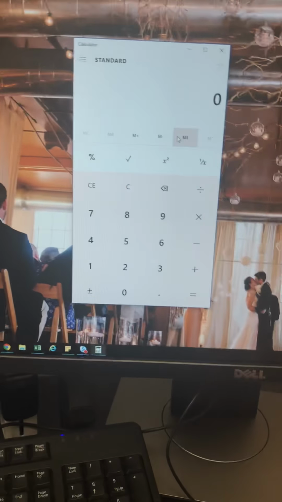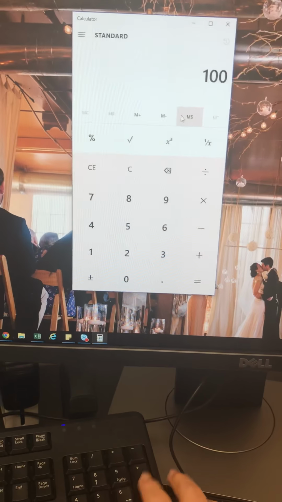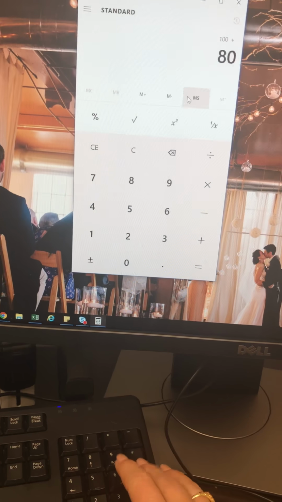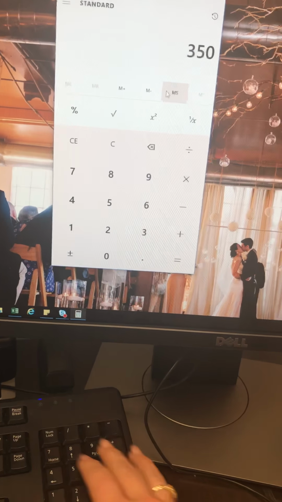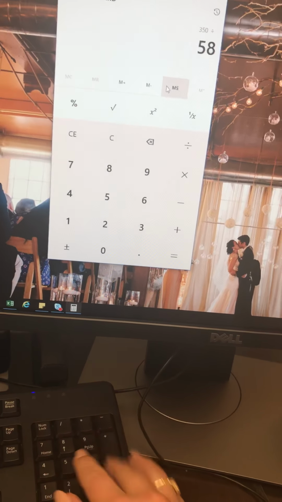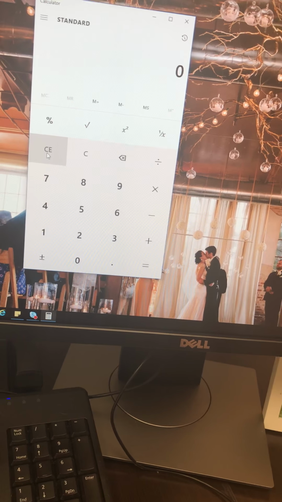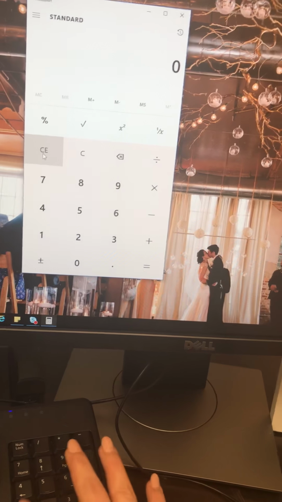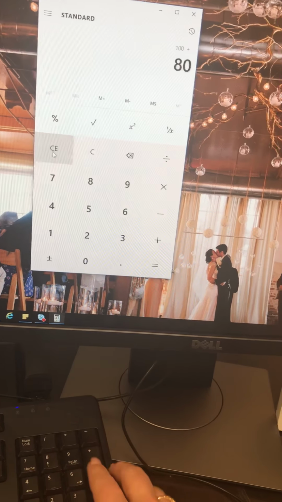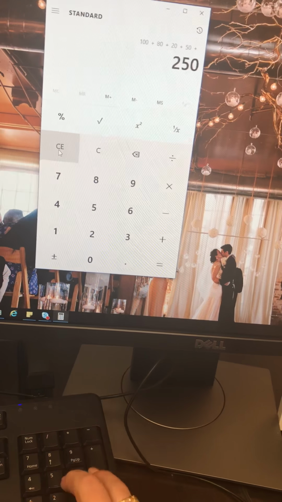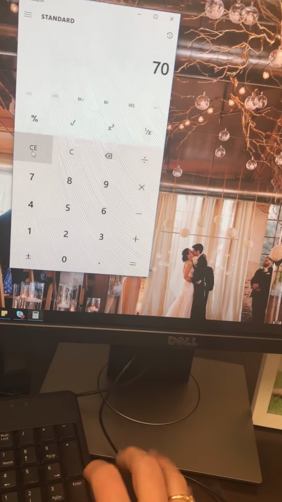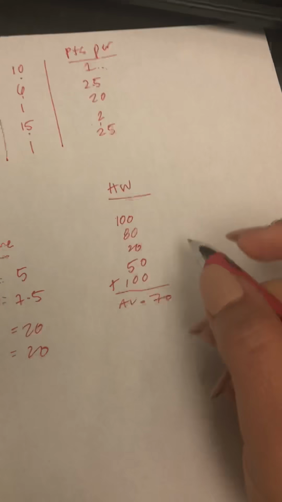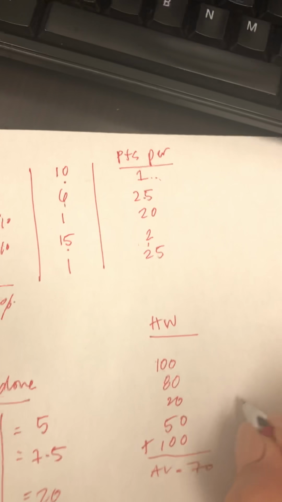So we'll go to this: 100 plus 80 plus 20 plus 50 plus 100, divided by 5 homeworks. Oops. Just kidding. 100 plus 80 plus 20 plus 50 plus 100 divided by 5 is 70. Okay, so I'm right, 70. And this is going to be 70 out of 100, right? So I've made 70%.